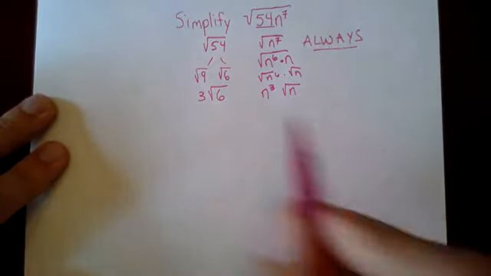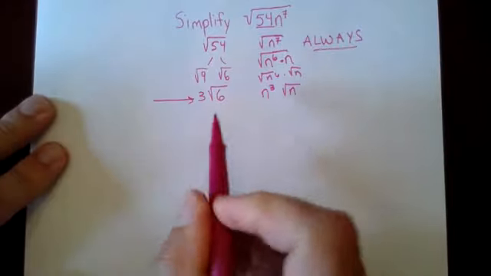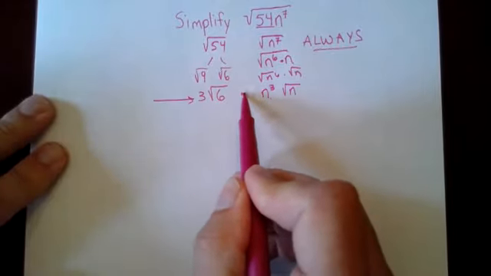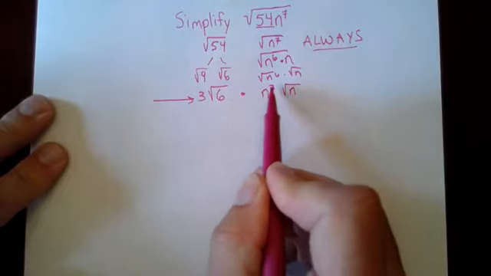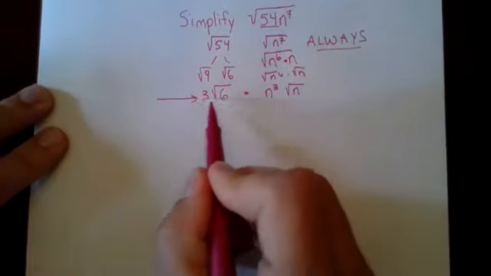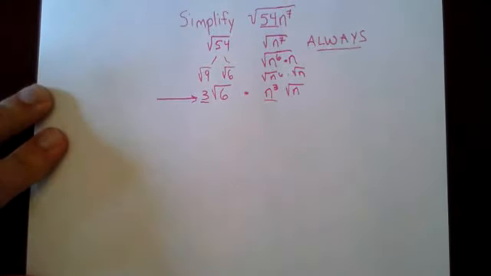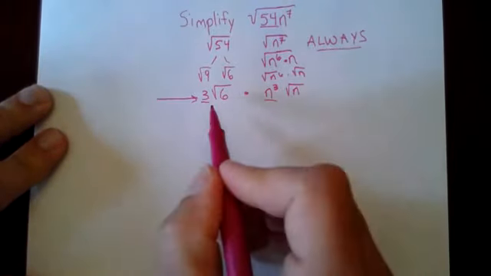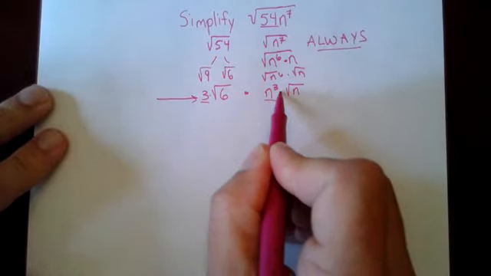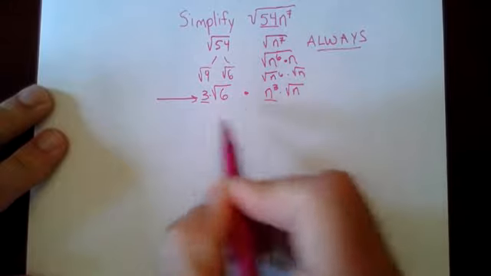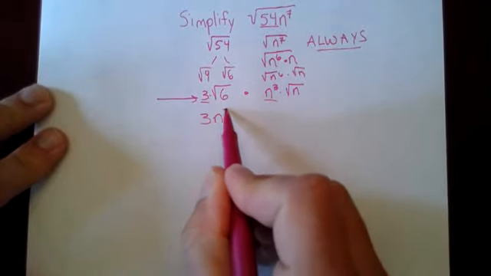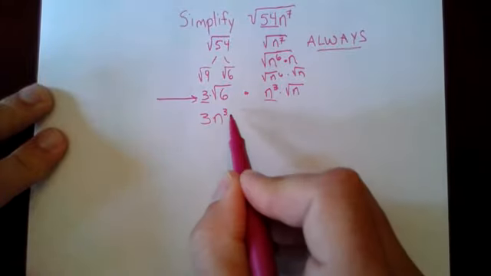All right. So now I have 3 root 6. This is all multiplying times n to the third root n. This brings us to something new. Anything out in front, we can just multiply together. This is all multiplication. 3 times root 6 times n to the third times root n. So I can rearrange this all I want. I'm going to take this 3 and this n to the third and put them out in front.